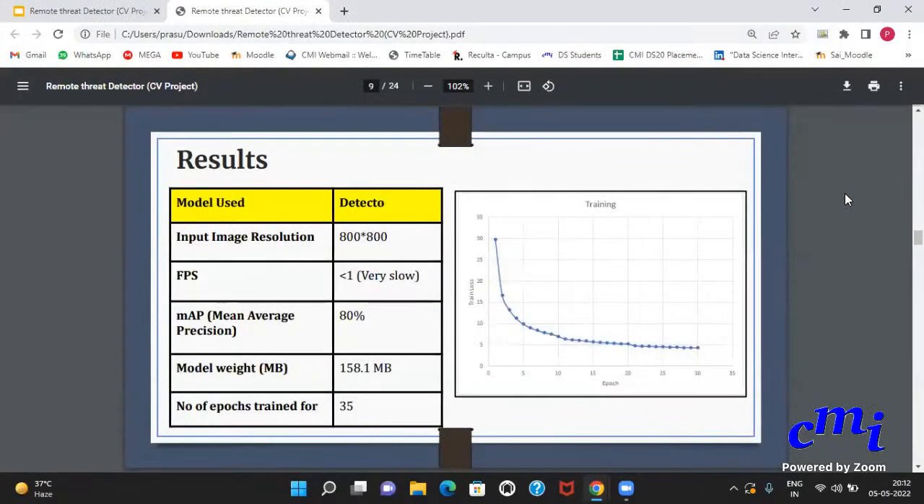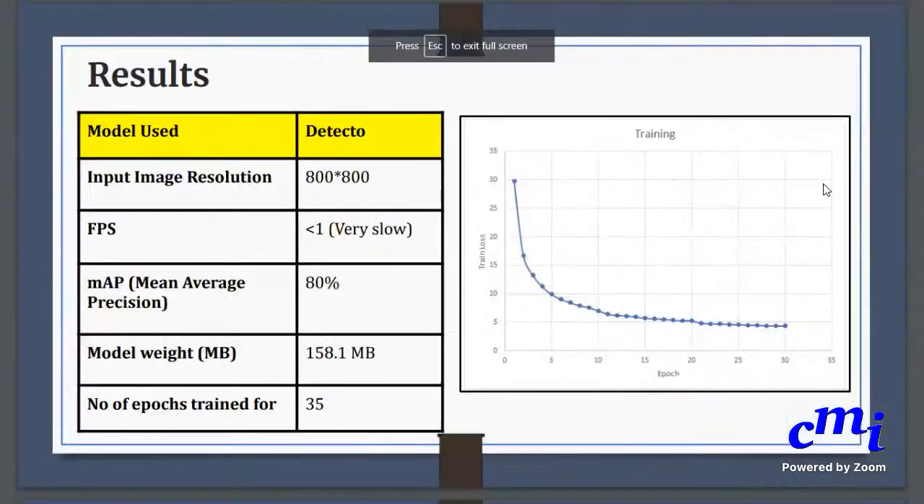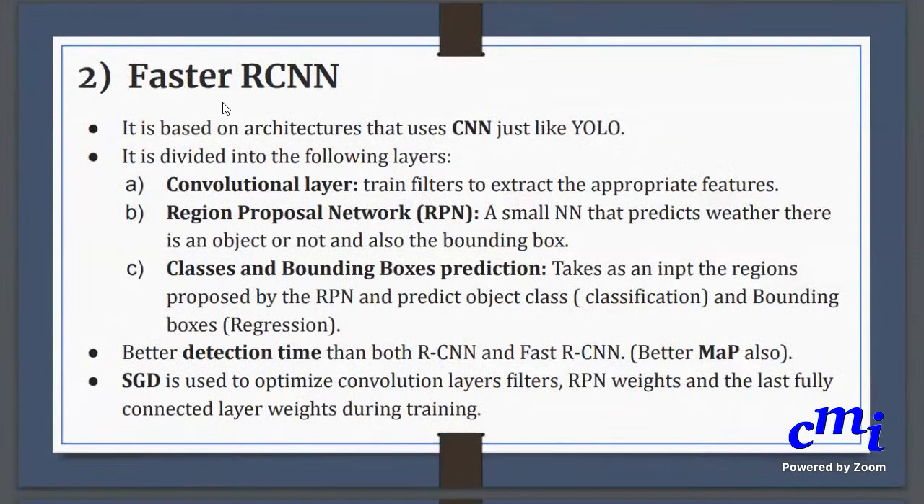When we started the PPT, we remember that one of the main objectives here is to make it more scalable to real time. As the FPS is very low, it is not scalable. So we went to a different model, which is faster RCNN. Before faster RCNN, there were two other models, RCNN and fast RCNN. After RCNN, fast RCNN came, and then after fast RCNN, faster RCNN came.